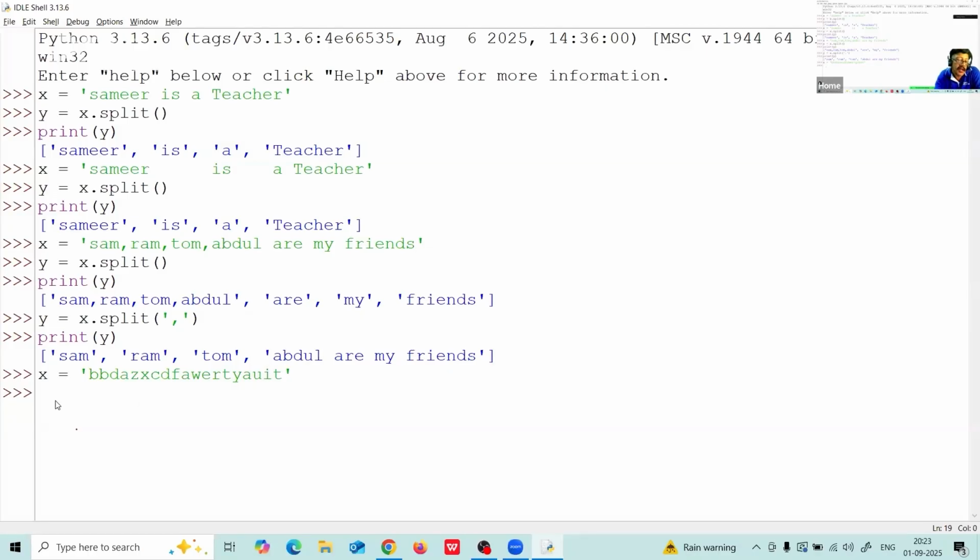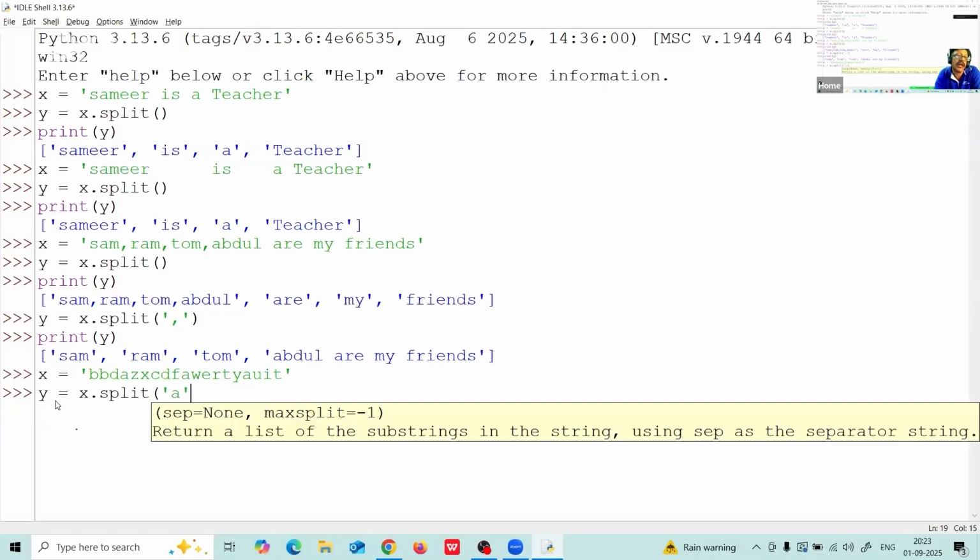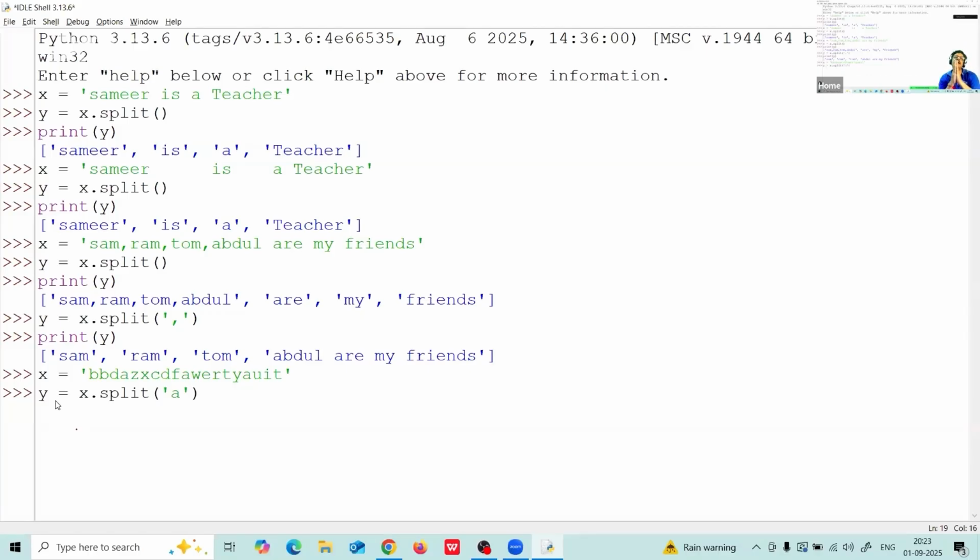So how will you write this? You will say y is equal to x dot split. In quotes, A you write. So you are saying now A is your criteria of splitting. Okay. So if I say print y, you will see these words. Okay. I hope you understood the split function. So by the way, split always gives you a list of strings, a square-bracketed list of strings.